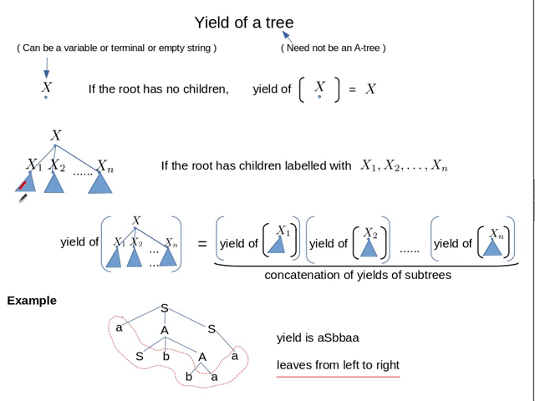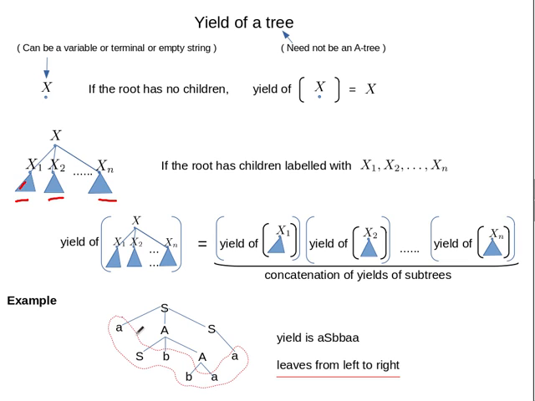So you take the yield for this part, yield for this part, and you concatenate this thing. So the yield of this thing will be: you take the yield of just this subtree, yield of just this subtree, yield of just this subtree, and then you concatenate this thing. So this whole thing is concatenated, right? So if you have some alpha 1 here, alpha 2 here, up to alpha n here, the yield of this whole thing will be alpha 1, alpha 2, up to alpha n. Okay, that's quite intuitive.